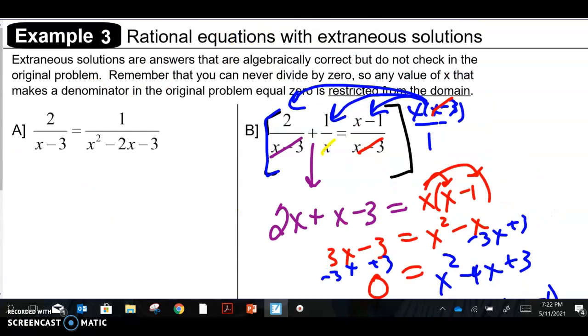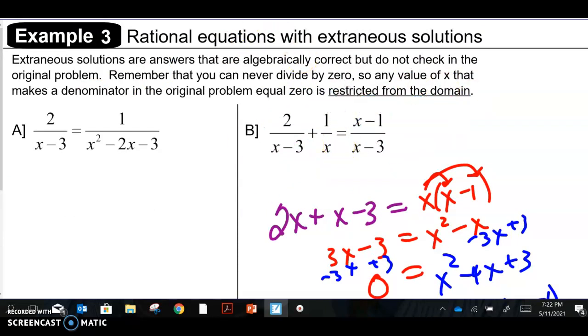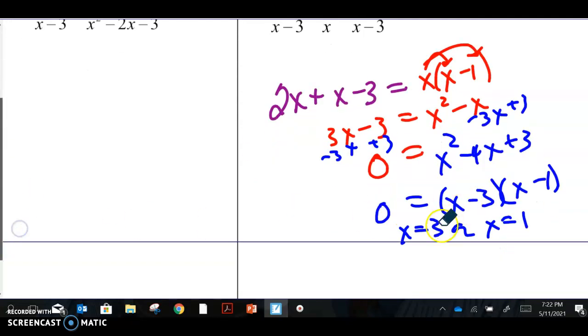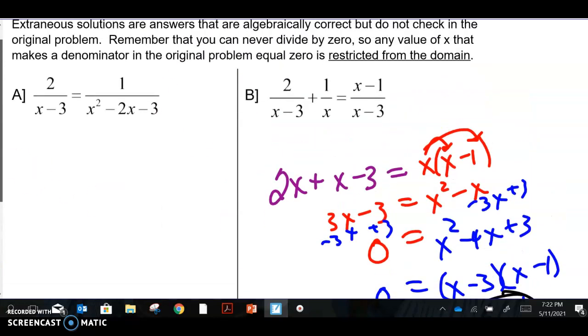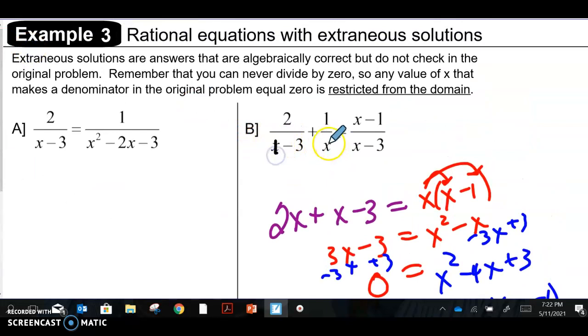When I double check that, though, I notice that 3 doesn't quite work. When I stick 3 in, I get 0 on the bottom. So even though algebraically 3 looked like it was going to be an answer, it is not. The only answer is 1. I hope. I'm going to check it though. I'm going to put 1 everywhere there's an x and see if the left side equals the right side.